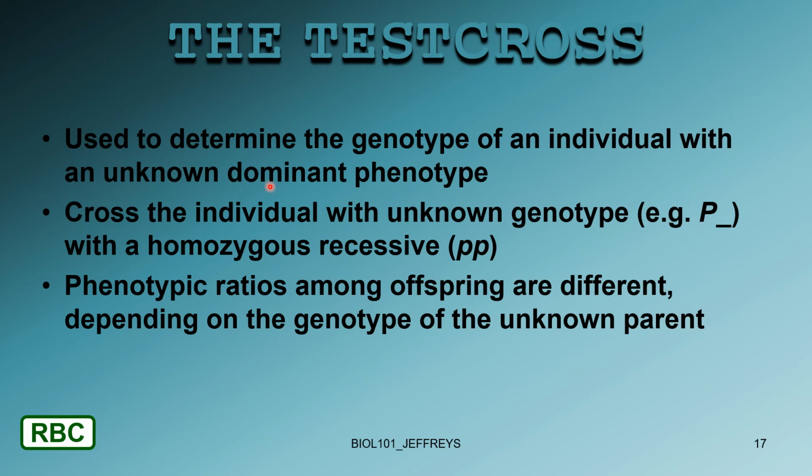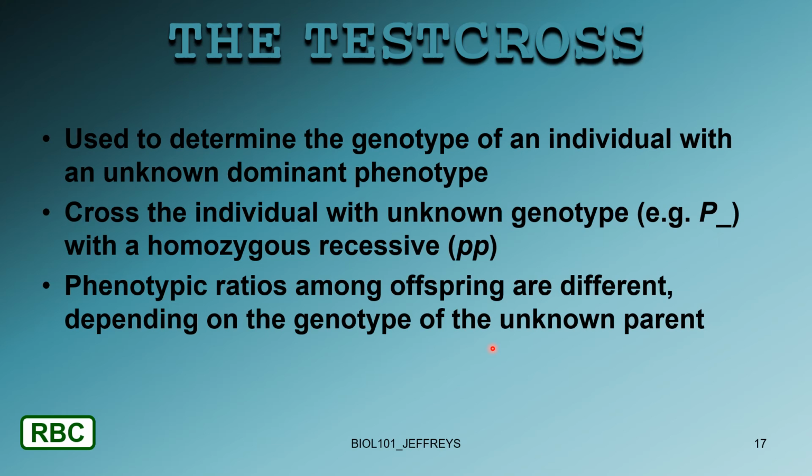It's used to determine the genotype of an individual with an unknown dominant phenotype. You're going to cross the individual with the unknown genotype with a homozygous recessive for the trait, little p in this case. We don't know if this one over here is big P, big P or big P, little p. We don't know if it's homozygous or heterozygous, because we just see the phenotype. So in order to find out what the genotype is, cross it with something that you know what the genotype is, and that's going to be little p.